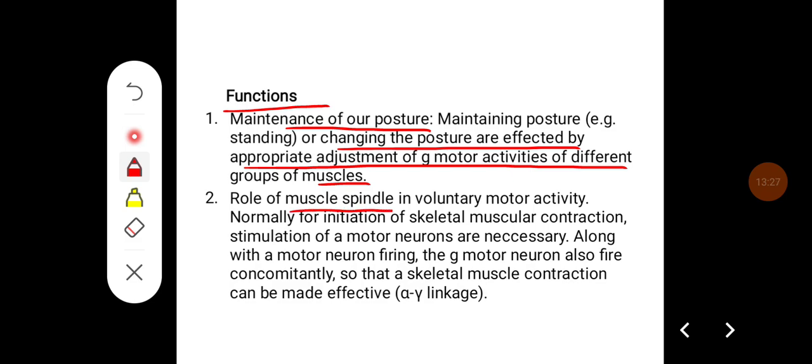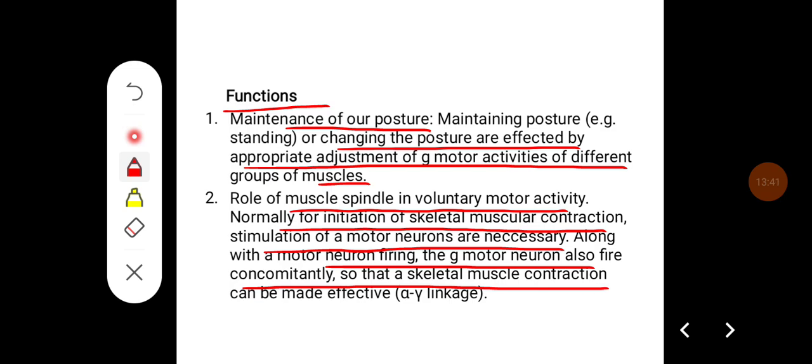The role of muscle spindle in voluntary motor activity. Normally, for initiation of skeletal muscle contraction, stimulation of motor neurons is necessary. Along with the motor neuron firing, the gamma motor neuron also fires concomitantly so that skeletal muscle contraction can be made effective, and this is called alpha-gamma linkage.